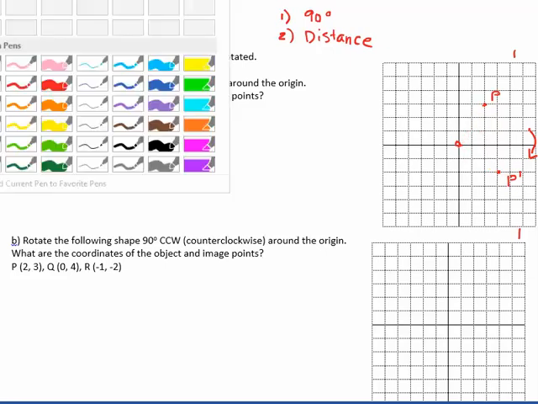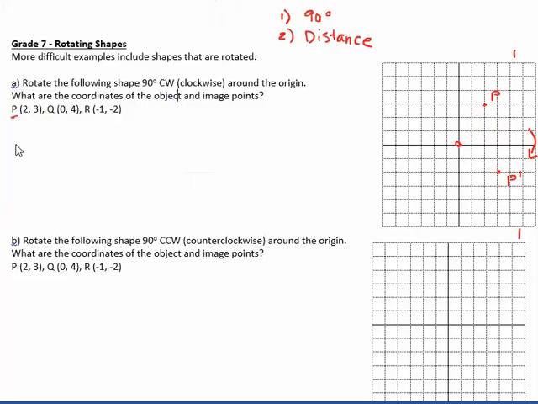Now let me just change colors to, say, green for letter Q. So Q is 0, 4. So 0, 4 is up here. And I'm going to rotate that one 90 degrees. So 90 degrees, good thing on an axis is anything on an axis stays on an axis. So on this y-axis here, if I rotate this 90 degrees, that just flops down and becomes Q prime over here. Again, if I were to draw my imaginary lines, it makes a 90-degree angle, and the distance is still 4 blocks for each one.